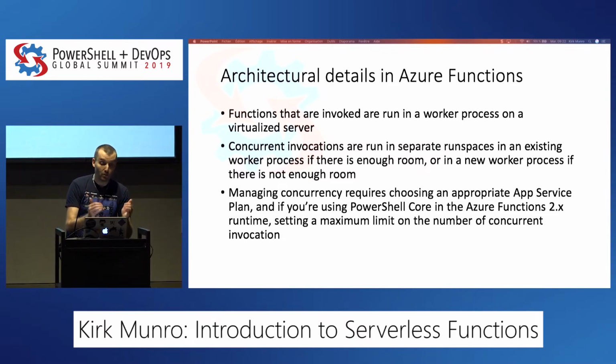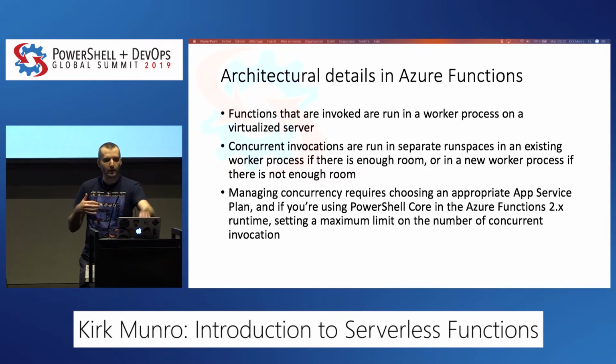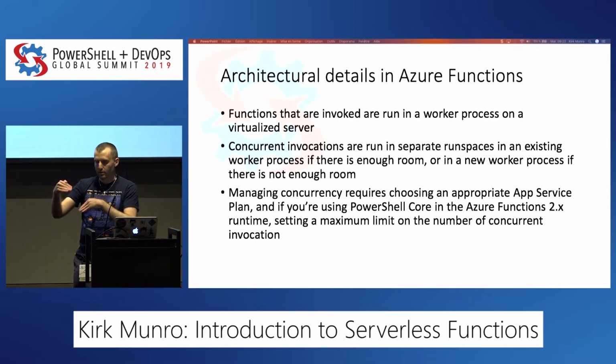the appropriate solution, the appropriate app service plan. So in this case, managing concurrency requires choosing the appropriate app service plan. And if you're using PowerShell Core, you need to set a maximum limit on the number of concurrent invocations. That's slightly different. I was getting ahead of myself, so I'm just going to go through this point really quickly. PowerShell Core and Azure Functions by default can run a function, and then you can run another function, and then another, and there's no concurrency built in the preview today, except that you can bump that limit up so you can do some concurrency.